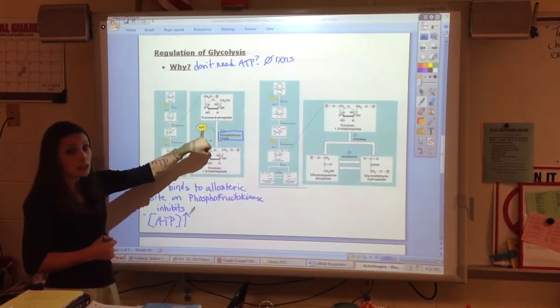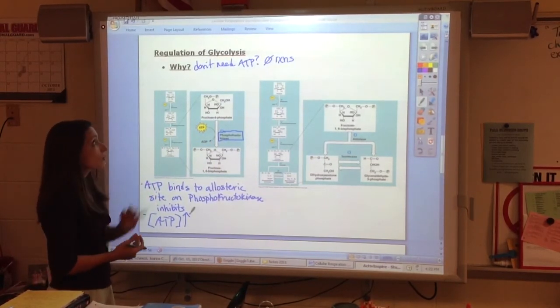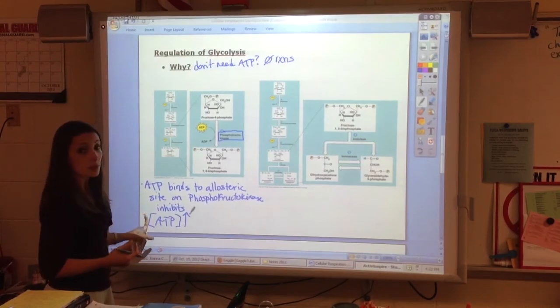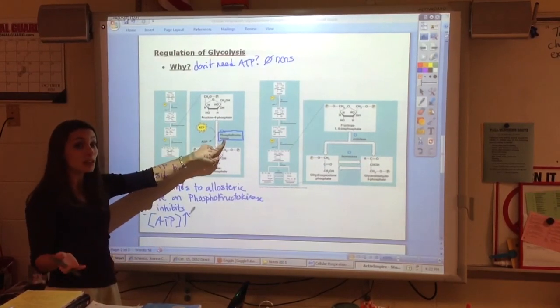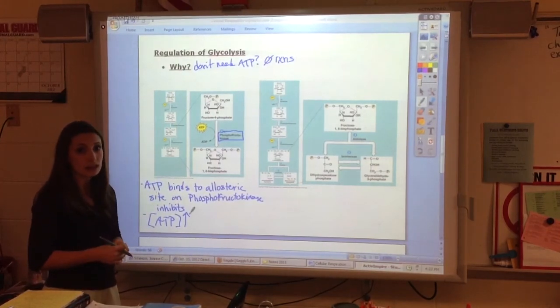I'm not going to use any in this step, and I'm not going to keep making ATP that I don't need. So that's a huge regulatory step, the fact that there's this enzyme at the very beginning almost that can be inhibited if I have plenty of ATP.